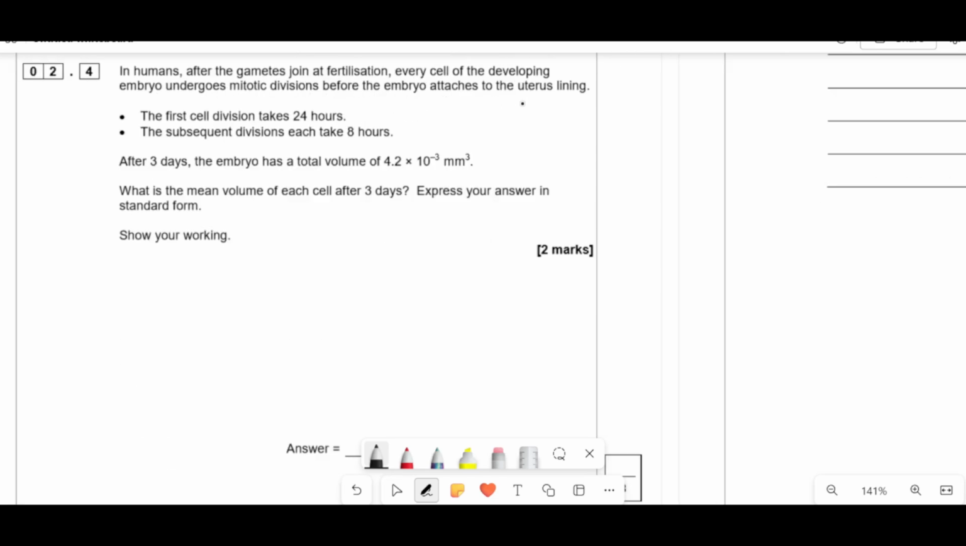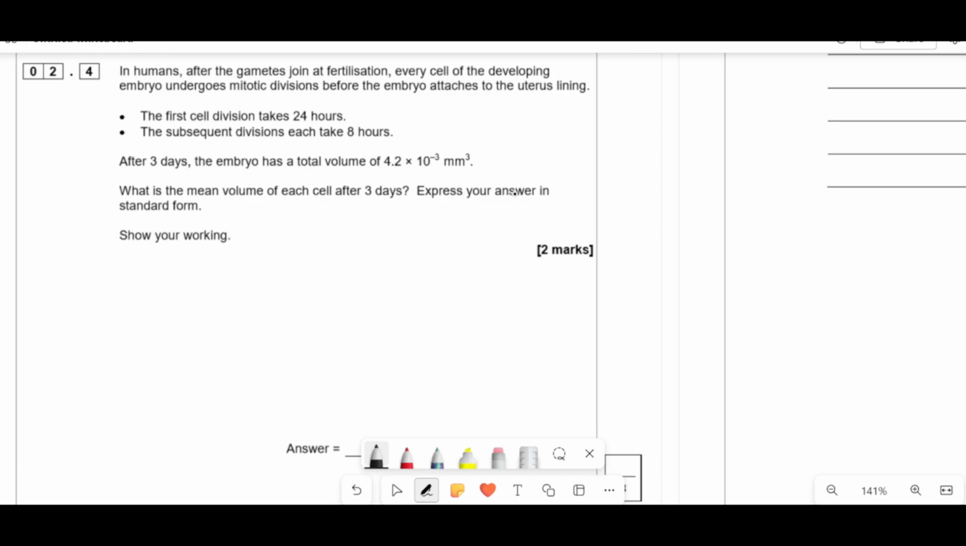So in humans, the gametes join at fertilization. Every cell of this undergoes mitotic division, and so on. The first division takes 24 hours, and then every division after that takes 8 hours. After 3 days, it has a total volume of this. What is the mean volume of every cell? So we've got the volume. We need to find out the number of cells. For this question, we've got the total volume of this entire thing. We need to find out the volume of every cell.